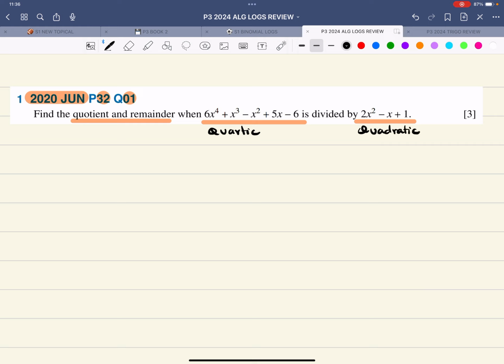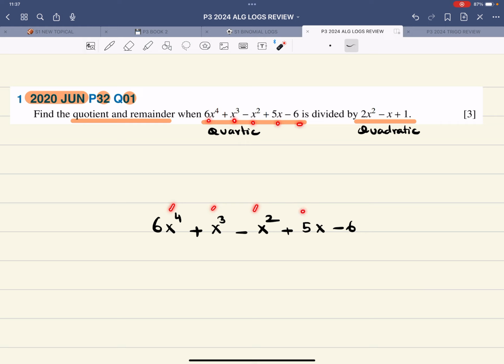So let's get started. Let me write over here: 6x power 4 plus x cube minus x square plus 5x minus 6. Now one thing that you should be very certain about is the positive and the negative signs. It was not written properly, so that is why I wrote it very properly. Positive 6x^4, positive x cube, negative x square, positive 5x, negative 6. All good, all clear. And let me just draw a line over here, that is for the division sign, like this.